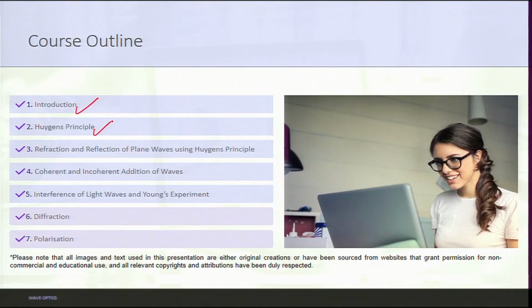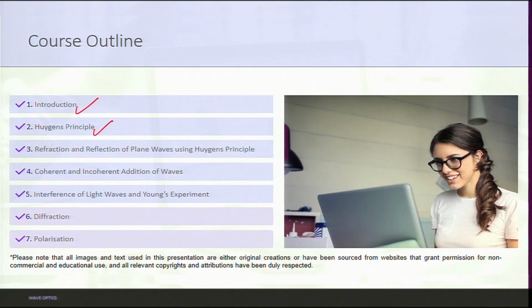But after further analysis by scientists such as Young and Huygens, the wave model of light was introduced, and hence the differences between the corpuscular model and wave optics are considered. This was all based on the first point, that is the introduction of the wave optics chapter. Second, we studied the Huygens principle.